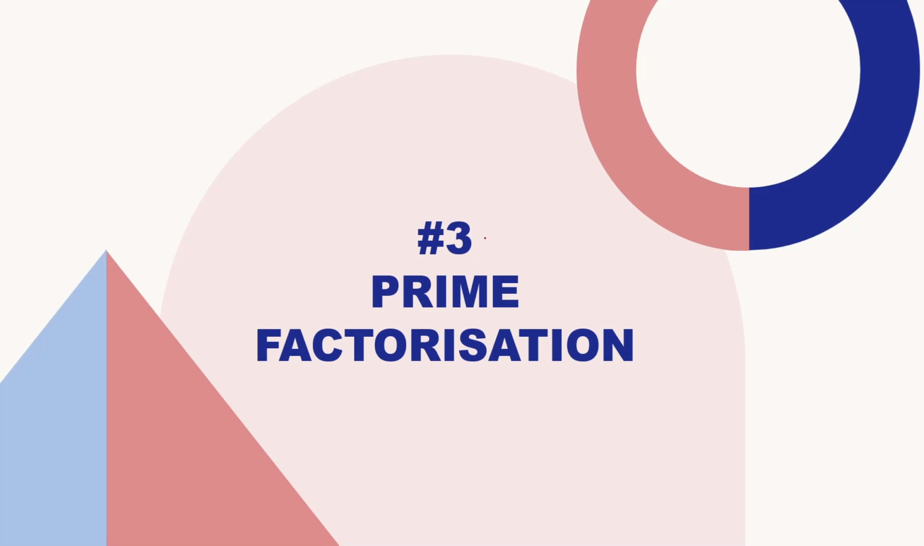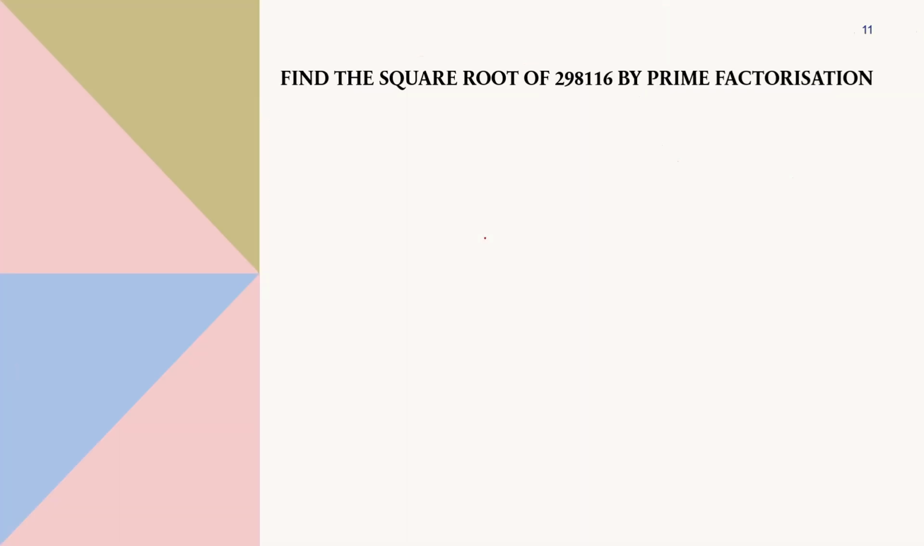Find out the square root using prime factorization of 298116. I have intentionally taken a big number so I can show you the procedure properly. Pick the smallest prime number with which this number is divisible completely. So since it is an even number, try with 2.